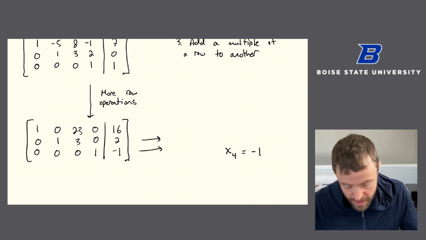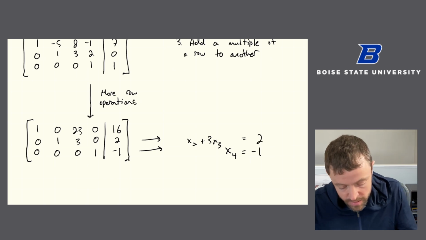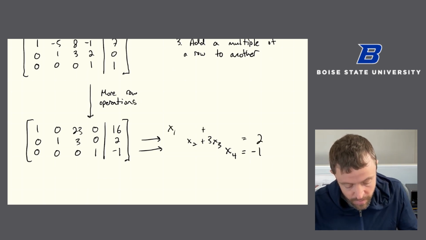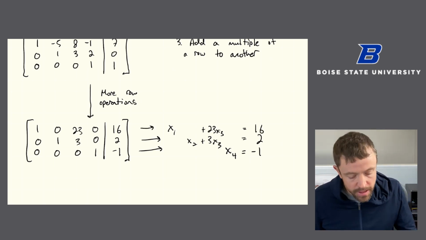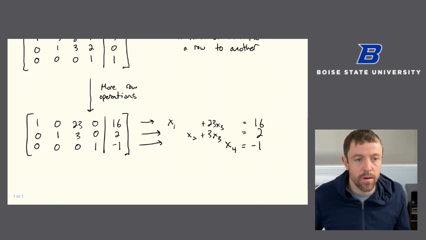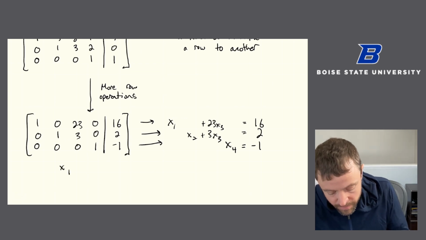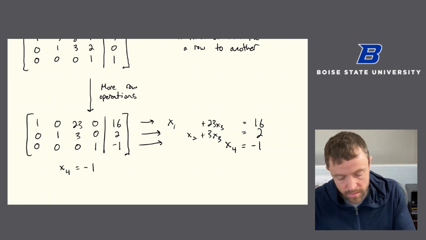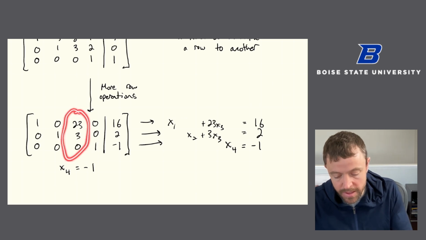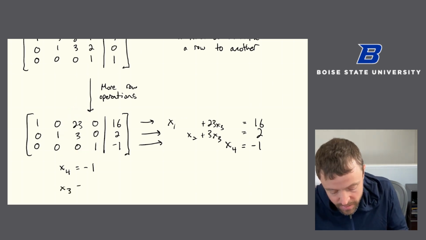This next row tells me that x2 plus 3x3 is 2. And the top row tells me that x1 plus 23x3 is 16. So this is a really nice system because when I go to solve this by back substitution, we already have that x4 is -1. x3 is a free variable, right? It's not a leading variable. And so I set x3 equal to a parameter. I'll choose x3 equals s.